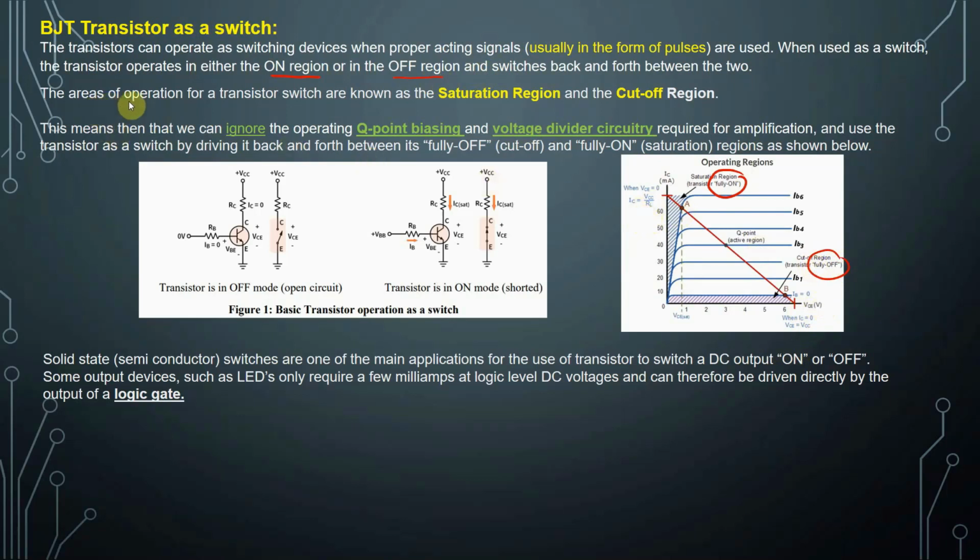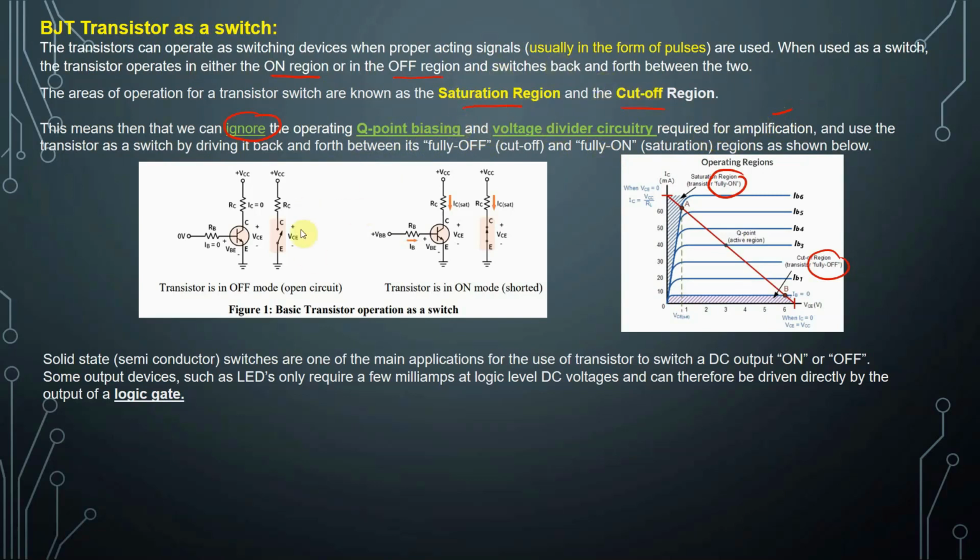So the areas of operation of the transistor, which are known as the saturation region and cutoff region, mean that we can ignore the operating Q point biasing for all the voltage divider circuitry required for amplification. So we don't need to use the transistor to amplify a signal. We only need to use it as a switch. So we just take care about the saturation region and the cutoff region.